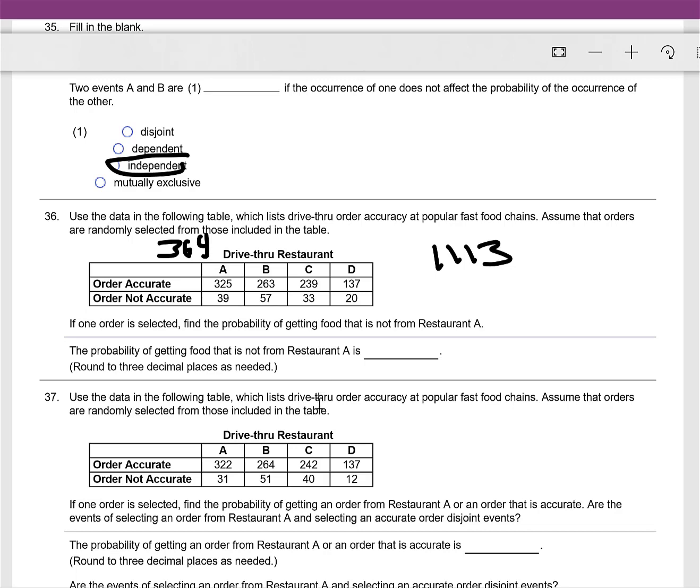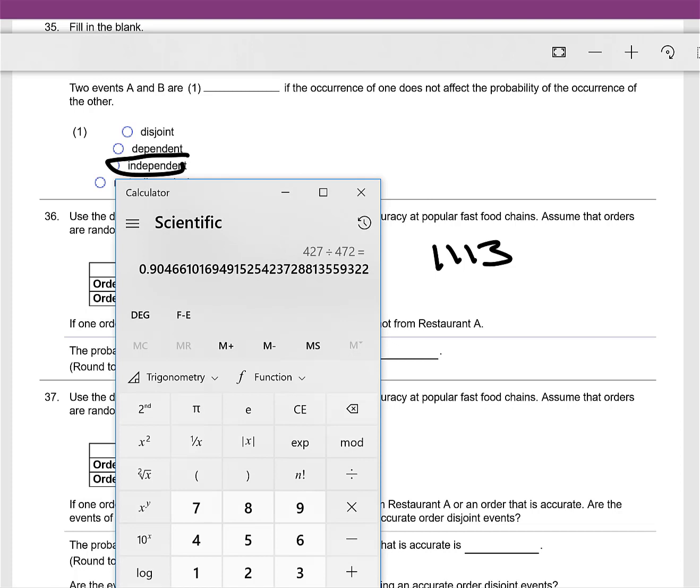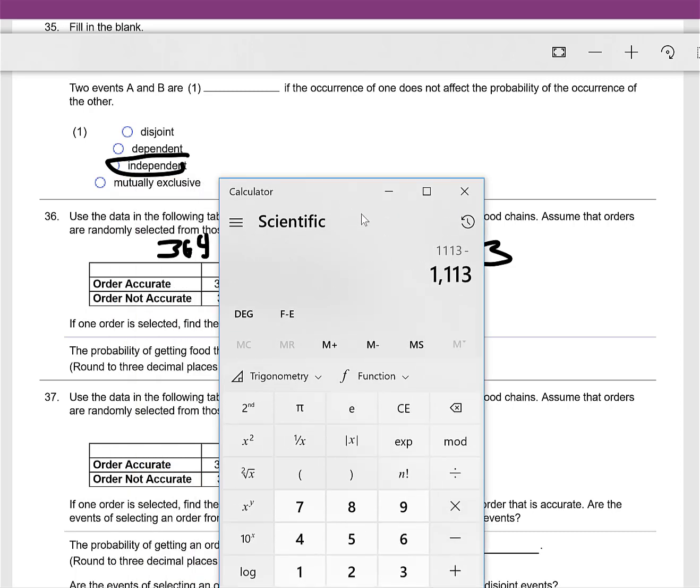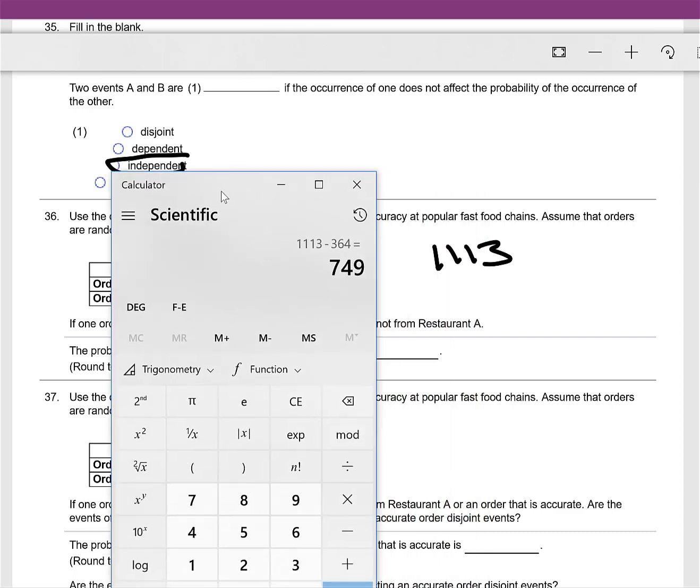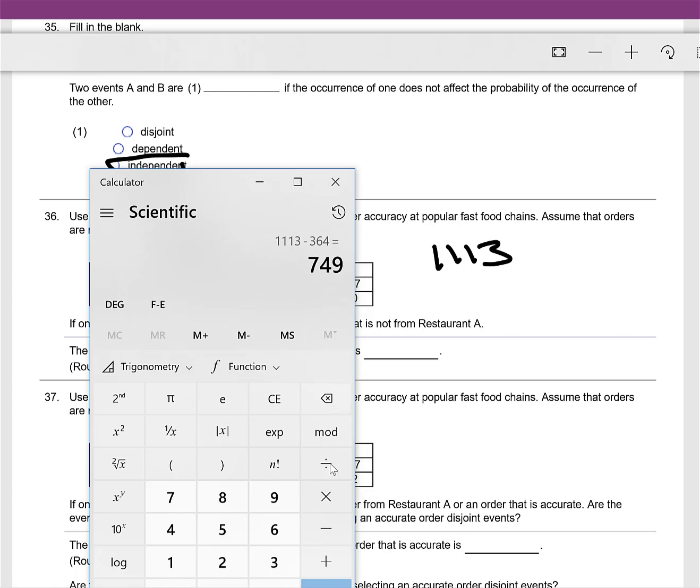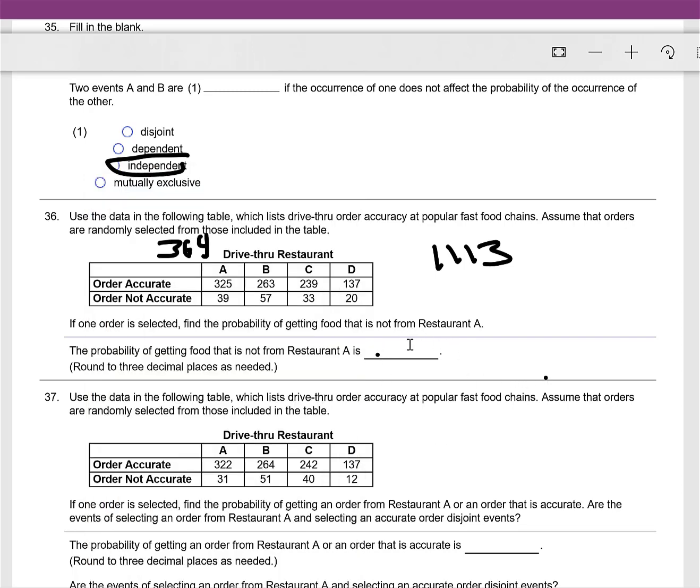So not A is going to be what? So I'm going to take, let's get my calculator. So if 364 were from A, then the rest of them are not from A. So 1113 minus the 364 that I had from A. So 749 are not from A. And then I'm going to divide that by the total represented in the table, which is 1113. And I get a probability of 0.674.